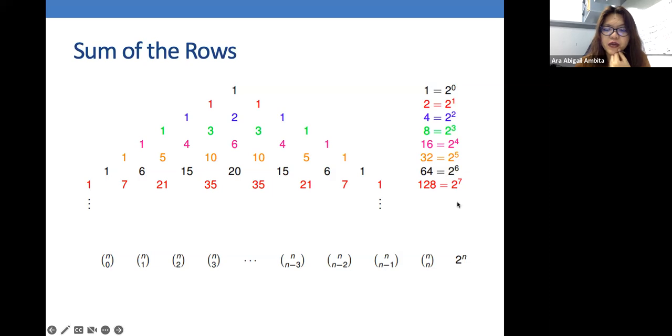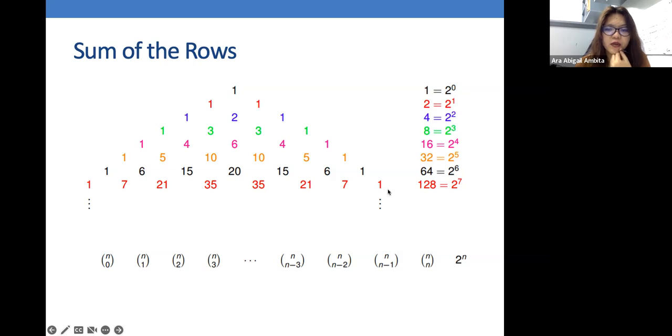Okay, so we can then generalize that the sum of a certain row is equal to 2 raised to n. So how did we arrive at that? For example, we have this row where n is equal to 7. This value may be computed from 7 taken 0, right? Then this 7 may be taken from 7 taken 1, 21 from 7 taken 2, then 7 taken 3, 7 taken 4, until 7 taken 7.